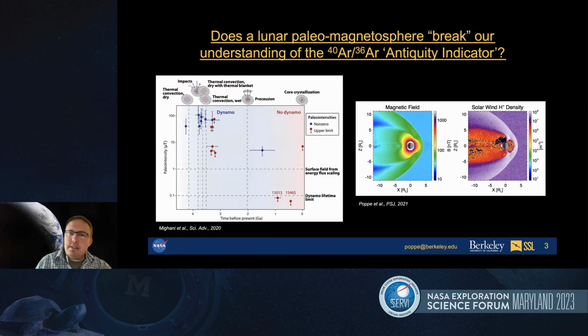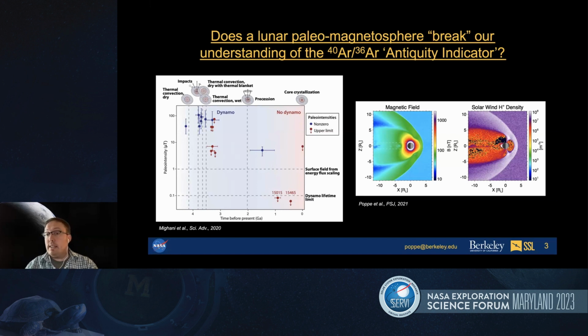But there's been recent work that suggested, or really definitively shown, that the moon possessed a paleomagnetic field for a very large fraction of its lifetime. The figure on the left is a summary plot from Mihani et al. 2020, looking at the inferred strength of the paleodynamo over the moon's lifetime. In the far left of this plot, about 4 billion years ago, the moon had a very strong dynamo, as strong as the Earth's dynamo field at the surface. There's an intermediate region from about 3 to 1 billion years before the present, where the moon is inferred to have about a 5 microtesla field.